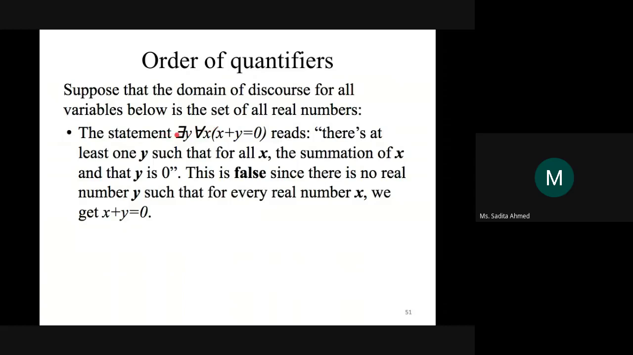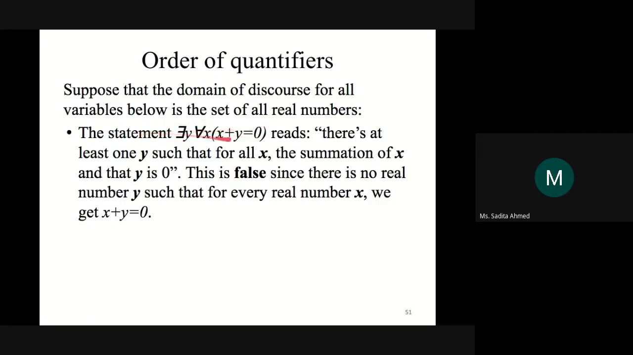Because you have something like this, there's a way we have to read a statement like this. So here you have at least one y, for all x, x plus y equals 0. But what does this mean? It means that there exists at least one y such that for that specific y, the keyword here is for that specific y, for all values of x, you will get x plus y equal to 0. Let's say here our domain is the set of real numbers.